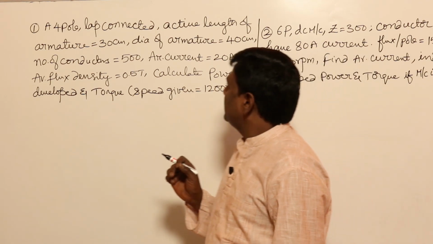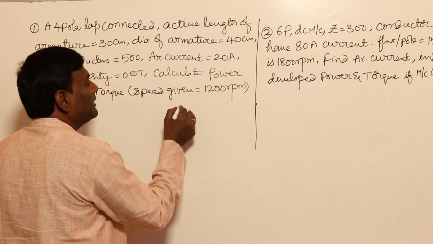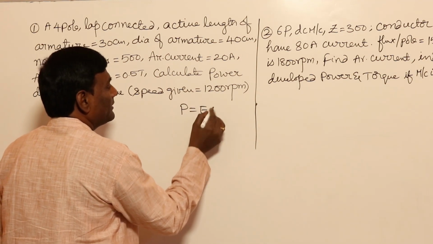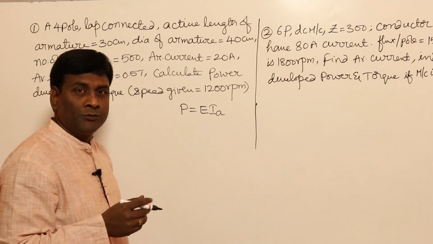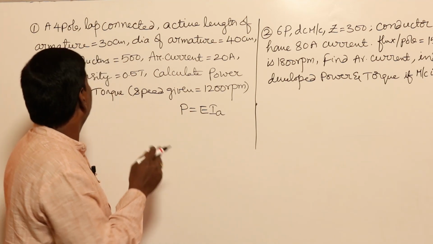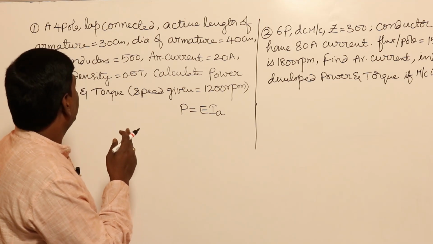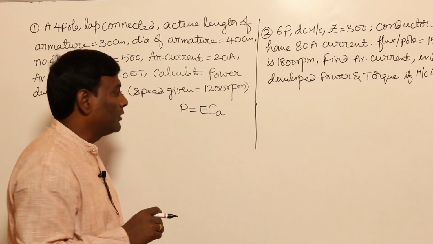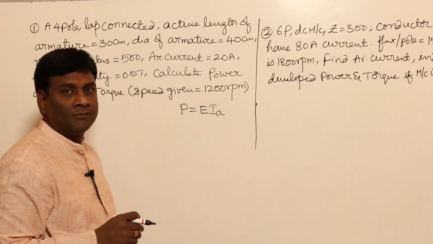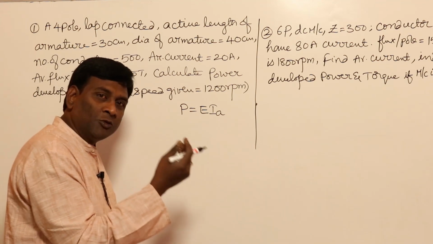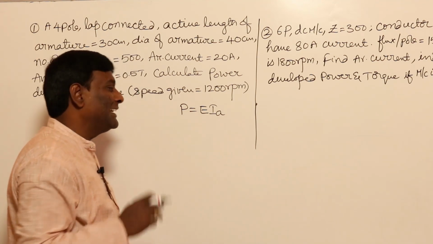In order to calculate power developed, how much is power developed? Power developed equals EIA. No losses have been given. So for example, if I think of this as a generator or motor, they did not give. If it is a generator, generated power into armature current is nothing but output power. Losses they did not give, so that is going to be terminal power, and that is nothing but mechanical equivalent power.